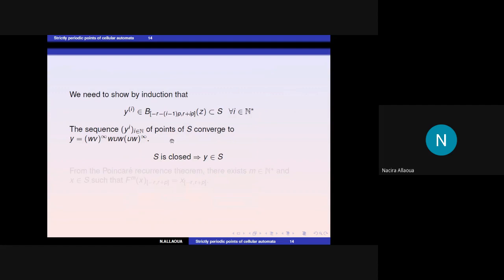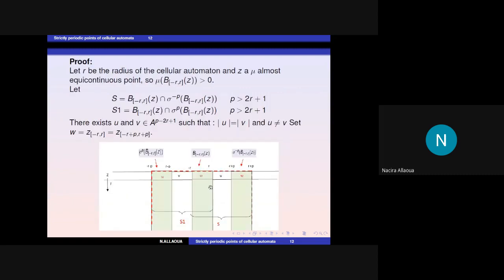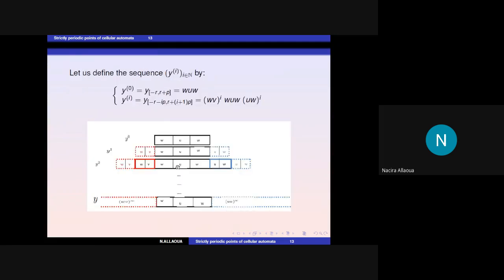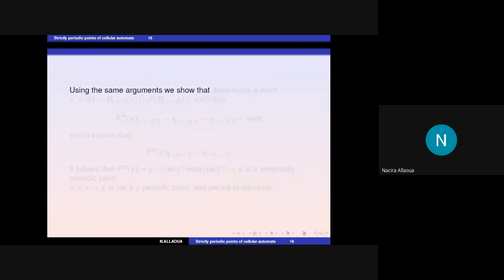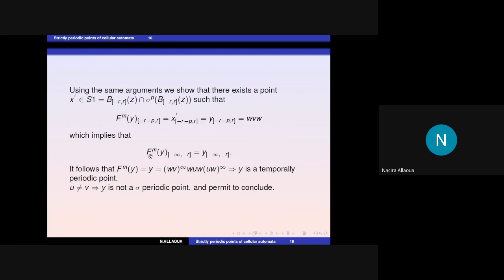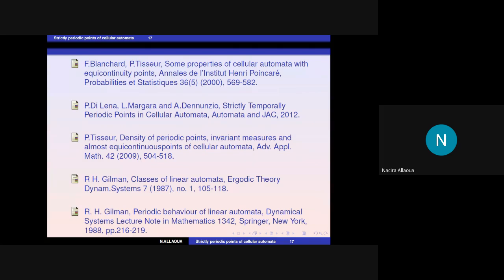And using the same argument, considering the set S1, which is B_R crossed with σ^p of B_R, which is equal to WVW, we can deduce that F^m(y) between minus infinity and minus R is equal to y between minus infinity and minus R. It follows that the mth iterate of y is equal to y. So we can say that y is a temporally periodic point. As I said in the beginning of the proof, U is different from V. So our point is not a sigma periodic point, and this permits us to conclude. These are some references, and thank you for your attention.